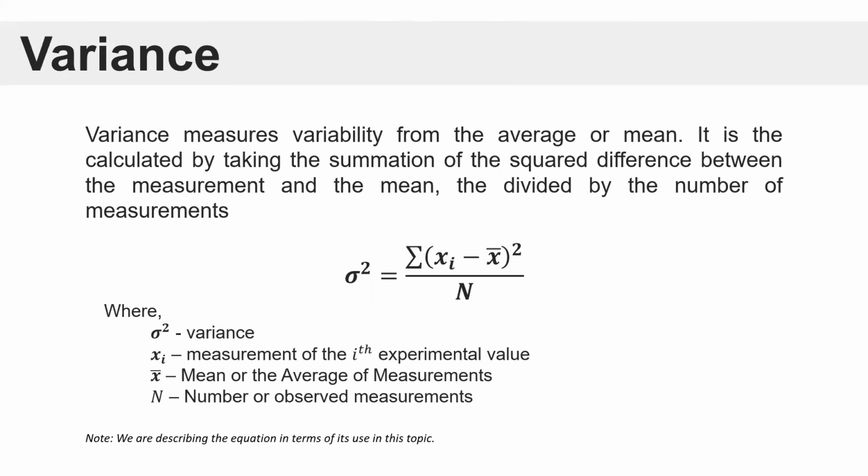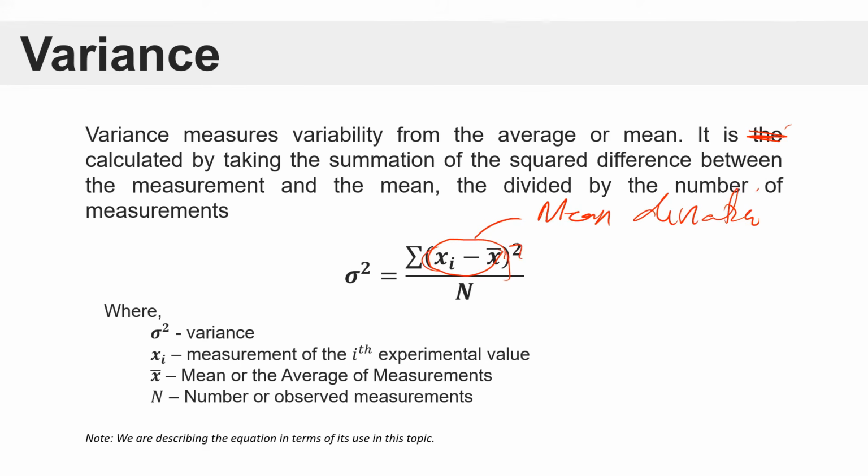So next is the variance. So variance measures variability from the average or mean. So it is calculated by taking the summation of the squared difference between measurement and the mean. So itong nasa loob ng parenthesis na to, this is also called as the mean deviation. So meaning, gaano ba kalaki or kaliit or gaano ba kalayo yung individual measurement mo sa mean of your data set. So ito, this is the mean deviation and this is our squared of mean deviation.